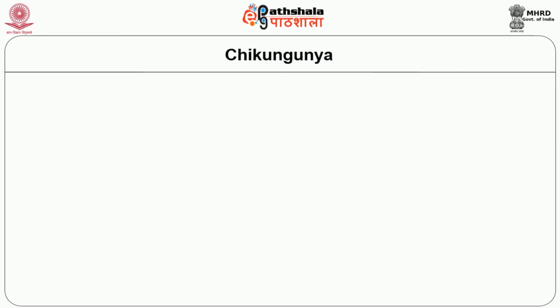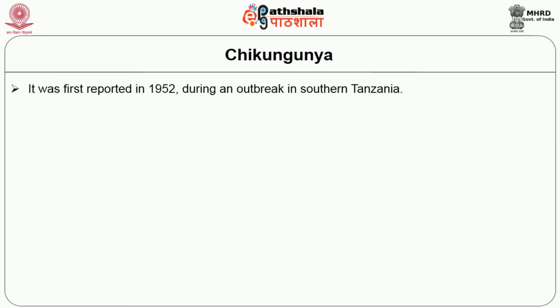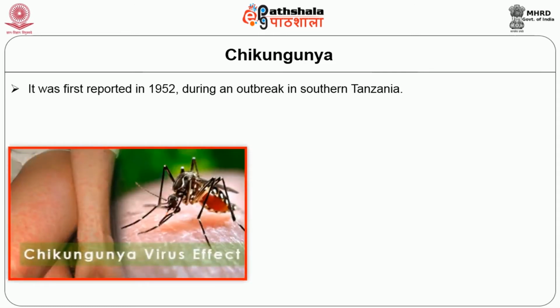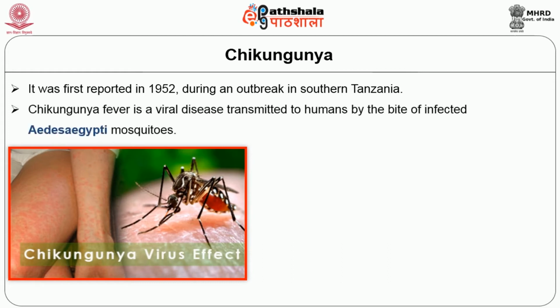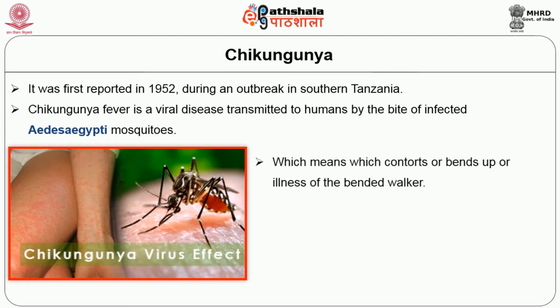The next one is Chikungunya. Chikungunya was first reported in 1952 during an outbreak in southern Tanzania. Chikungunya fever is a viral disease transmitted to humans by the bite of infected Aedes aegypti mosquitoes. Chikungunya means to contract or bend up, or illness of the bended walker.